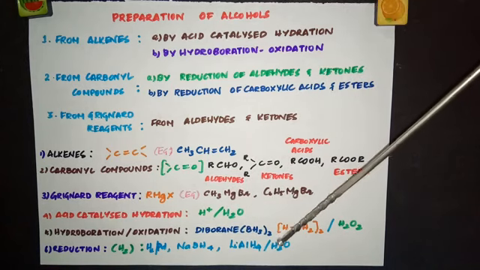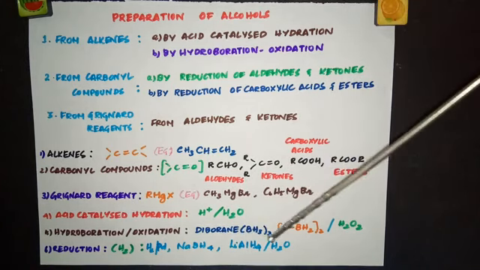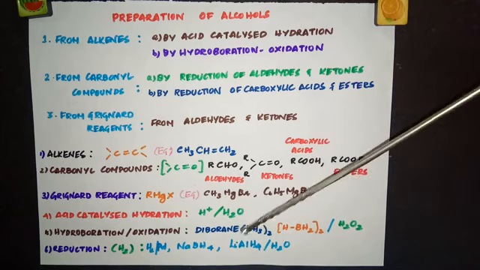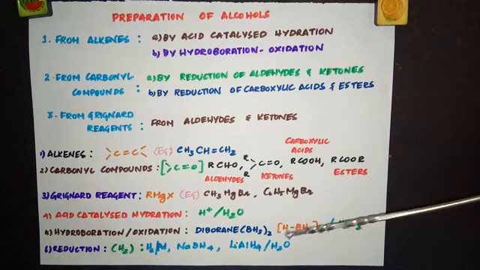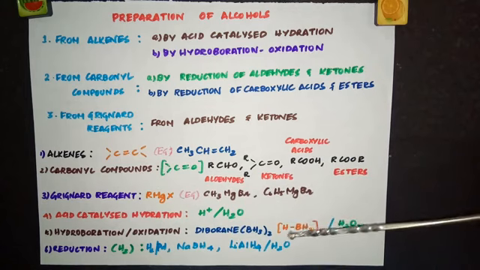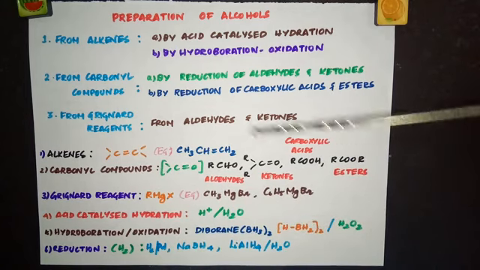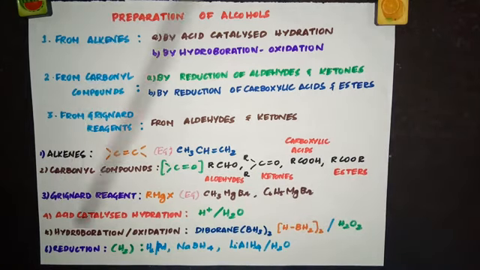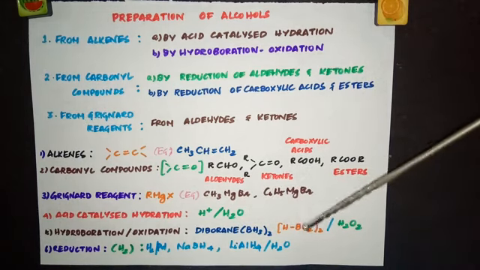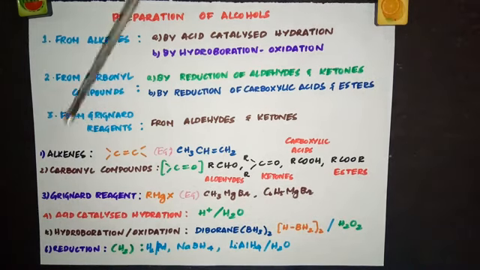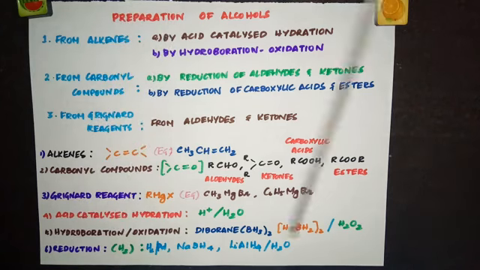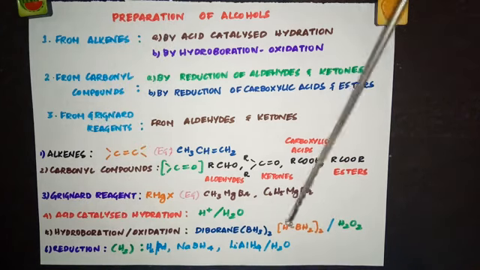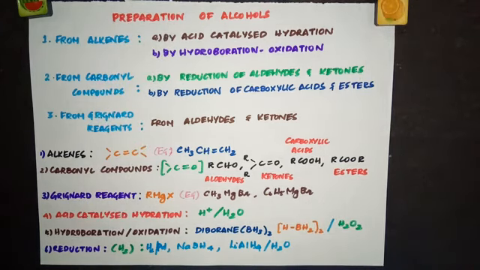BH3 twice, or you can call this B2H6, diborane, and you can write this BH3 as HBH2, which means this part is going to be added to the compound, so we call that hydro. And again, the boron-containing part is also going to be added to the starting material, so that is called boration. So when you treat with this, that reaction is called hydroboration.